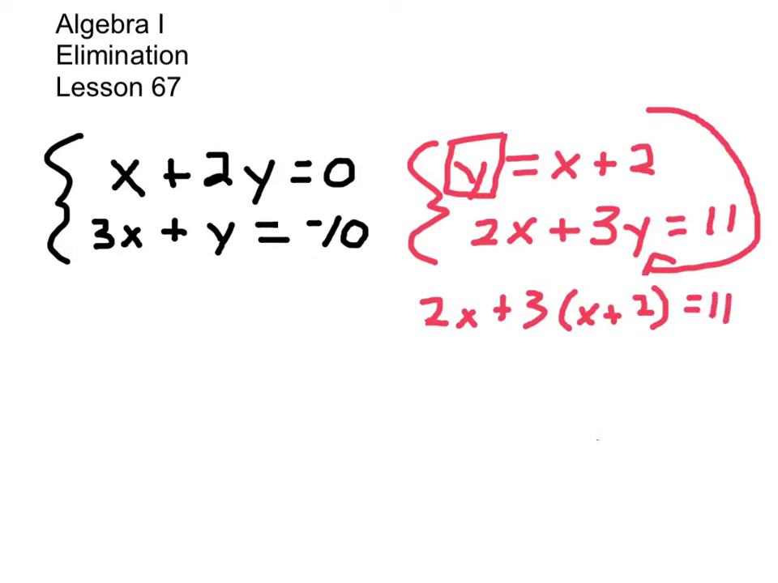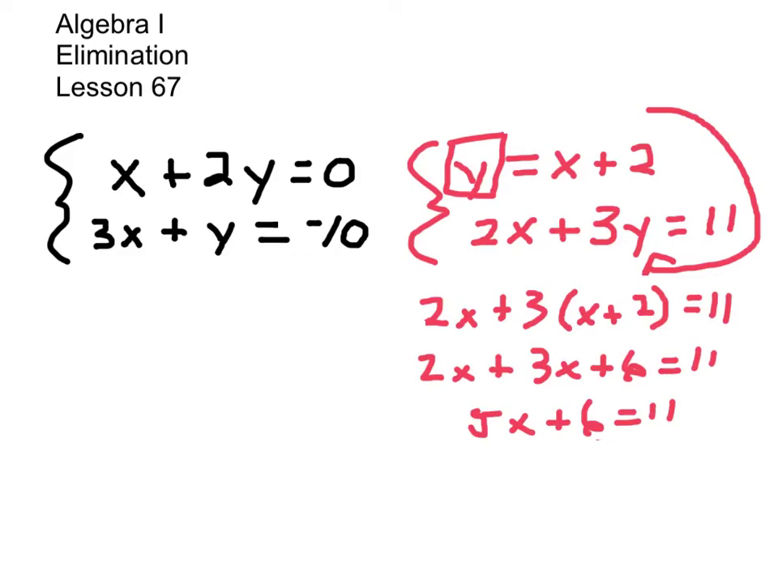Now what I've done here through substitution is create an equation that has just one variable, x, and we can solve it. So I have 2x plus, now I'm going to distribute the 3, so 3x plus 6 is equal to 11. Then continue simplifying: I have 5x plus 6 equals 11, and now solve it for x. They're adding 6, so subtract 6, so 5x is equal to 5, and finally divide by 5, and x is 1.